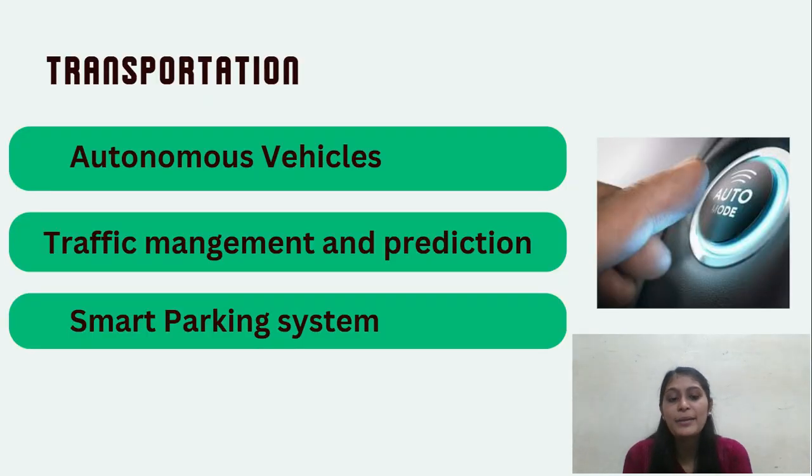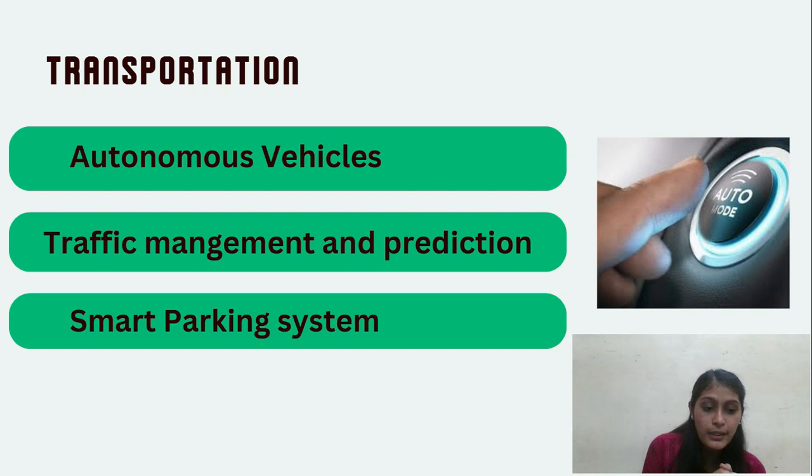Then we have the application of machine learning in transportation. So the first one is autonomous vehicles. As we all know, ML plays a great role in it. Then we have traffic management and prediction. Machine learning models can be used to know where traffic is more and where traffic is less, so according to that we can take the route.